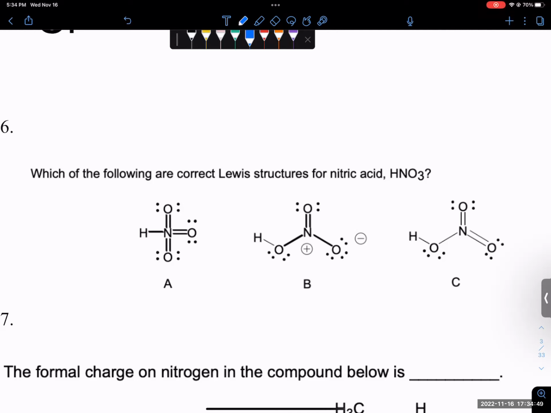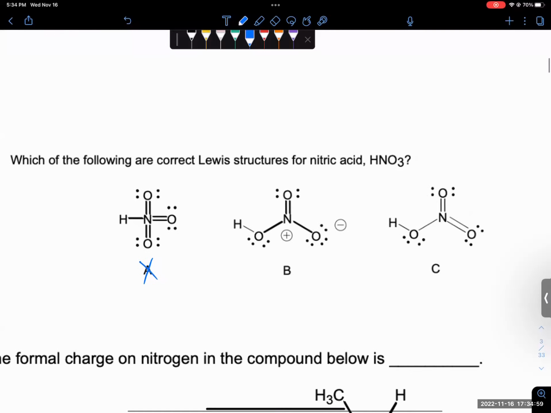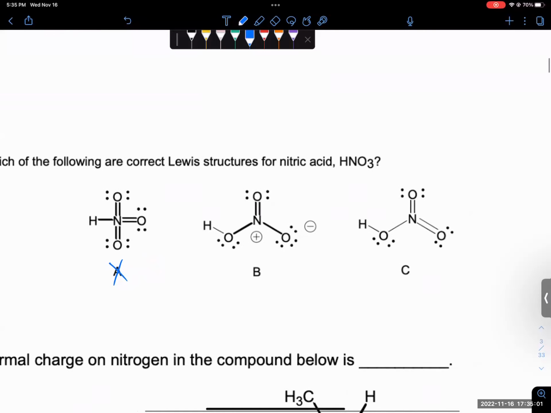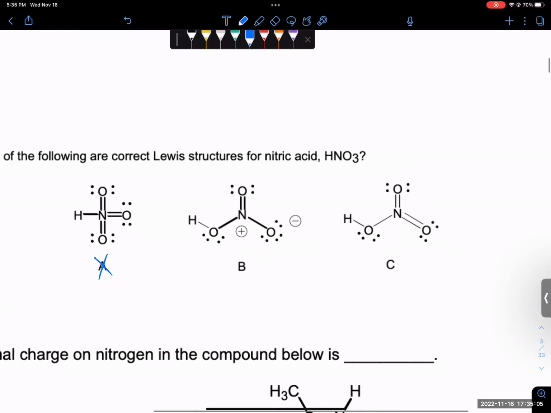We can all agree that A is wrong, right? Because we know that the hydrogen should not be on the nitrogen, it would be on the oxygen. Okay, so off of that, A is wrong. There's another reason why A is wrong. Nitrogen has like 6 million electrons. That nitrogen is crying out in pain.